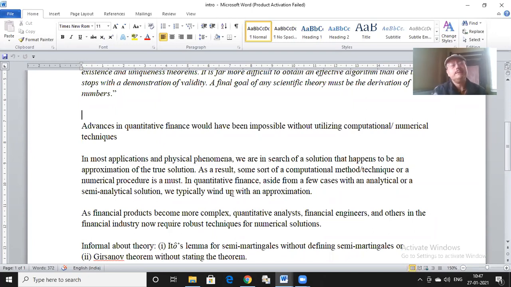Particularly in quantitative finance, aside from a very few canonical cases, which have analytical or semi-analytical solutions, most of the time we typically wind up with an approximation. Even in the later part of the course last semester, we have seen models where analytical solutions were either not available or extremely difficult to arrive at. So this term we will focus more on computational algorithms rather than spending time on finding analytical results, which are most of the time not available in any case.